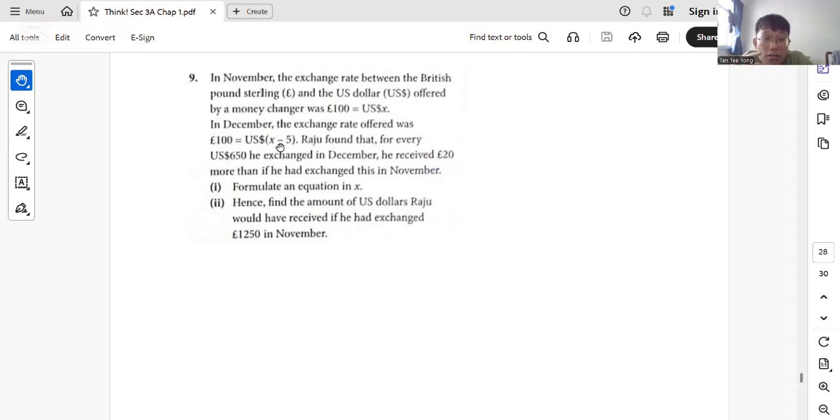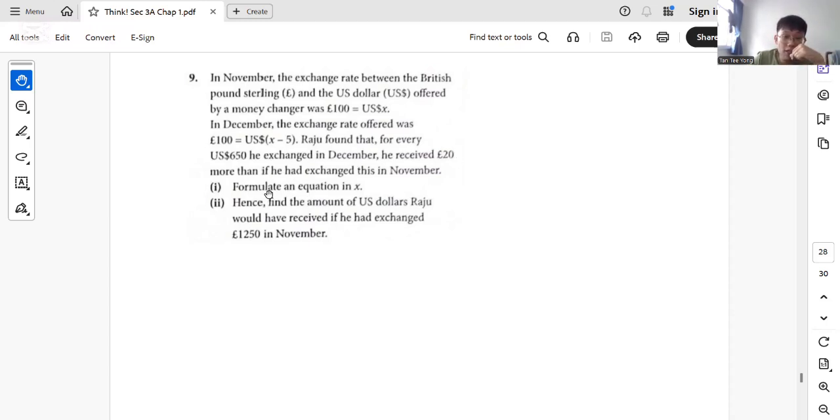If you think about it, is it more worth it to change? He wants to use US dollars to exchange for British pounds. So it will be better if you change it in December, because you are using less USD. You are using X minus 5 USD to change for 100 pounds, but in November, you are using X USD to change for 100 pounds. So if you change in December, it's better for you. Better for Raju, because Raju found out that for every 650 USD he exchanged, he receives 20 pounds more, as compared to if he exchanged in November.